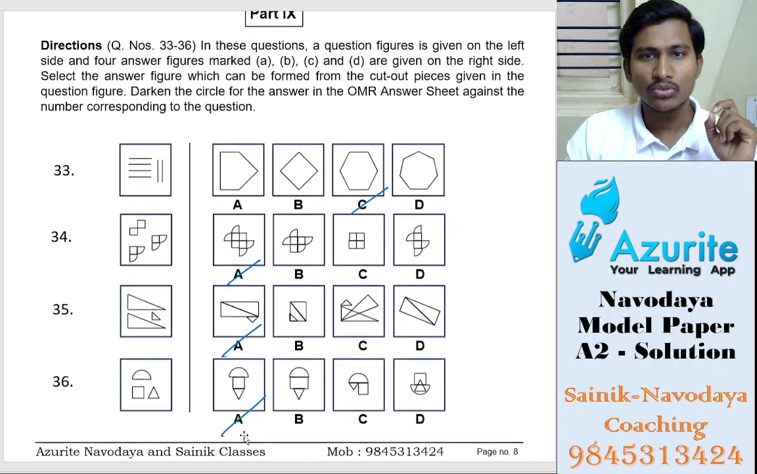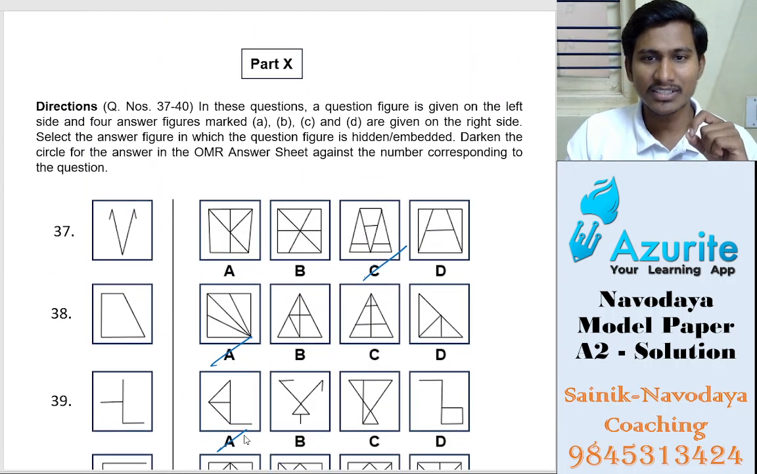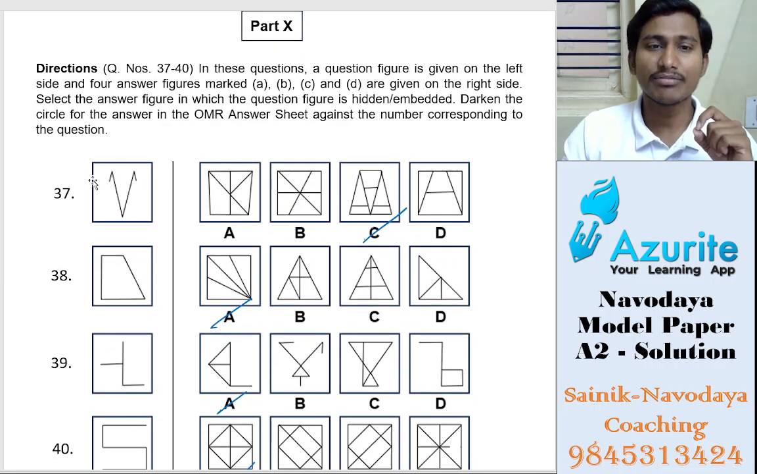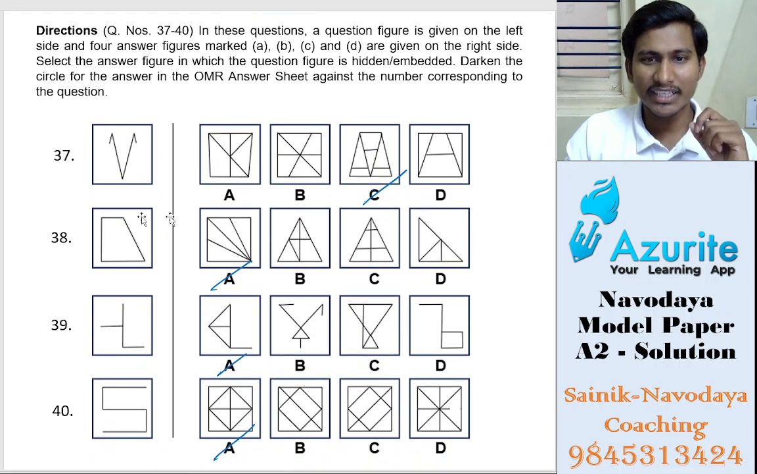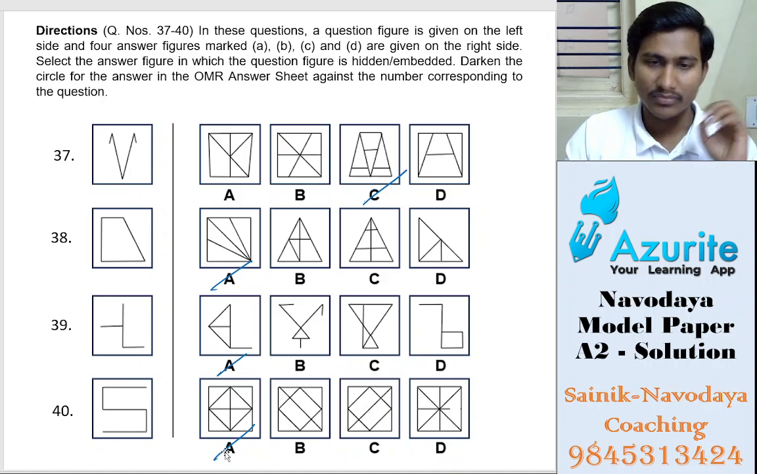Now what about the 10th part? That is the last. Here we have to find in which figure the given figure is hidden, embedded. So 37 is in option C, 38 is A, 39 is A, 40 is option A.